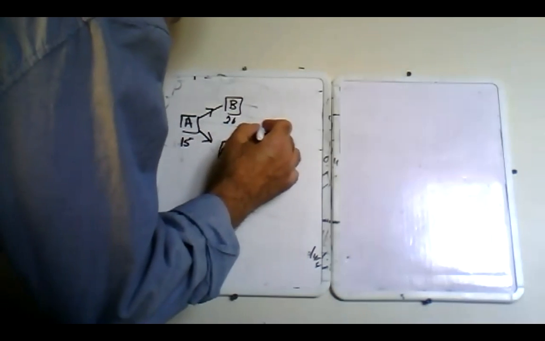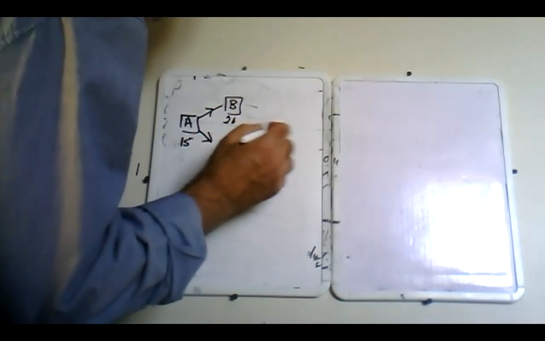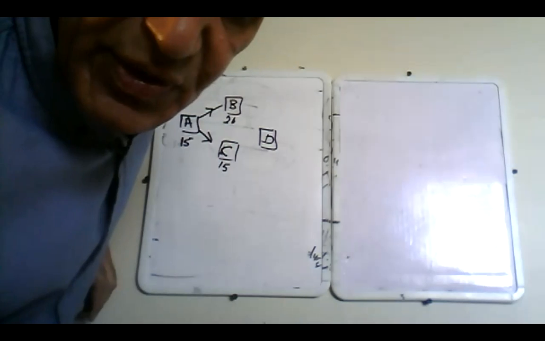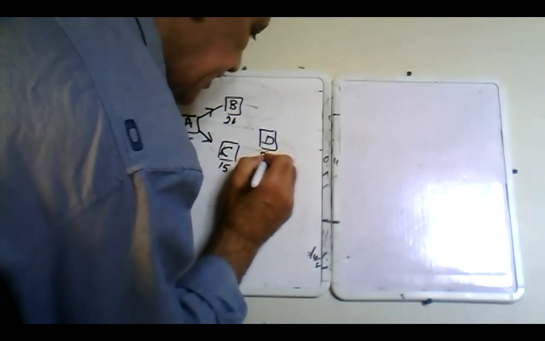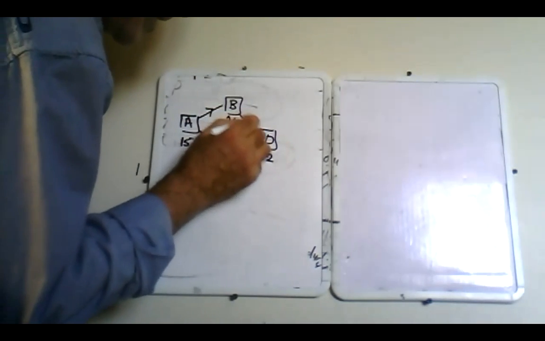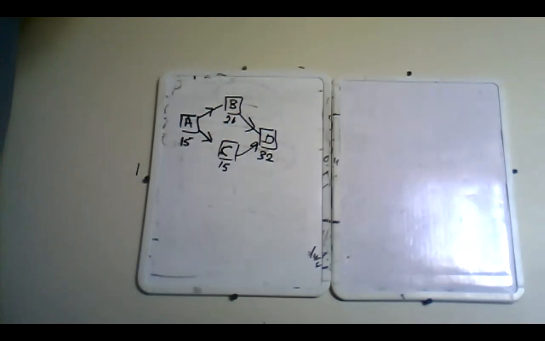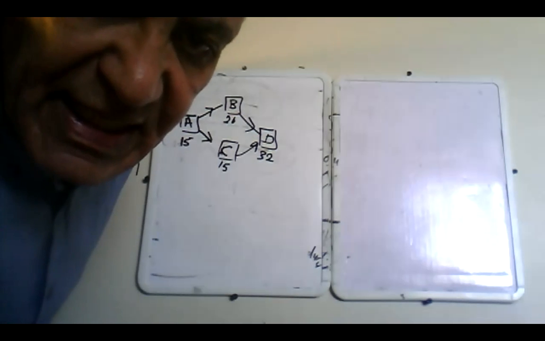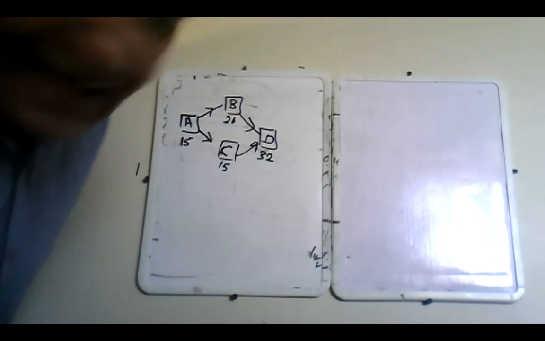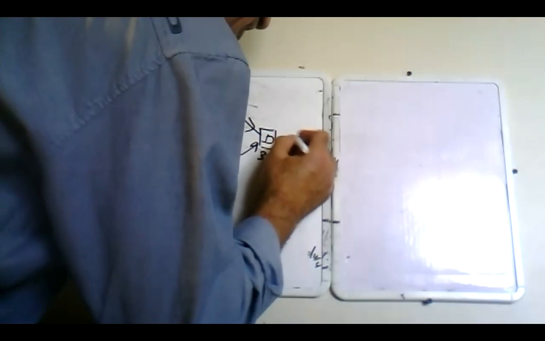Then I have D here. How many seconds? 32 seconds, preceded by B and C. Here we go. Then I have after this E, 25 seconds, preceded by D. Then this is stage E.